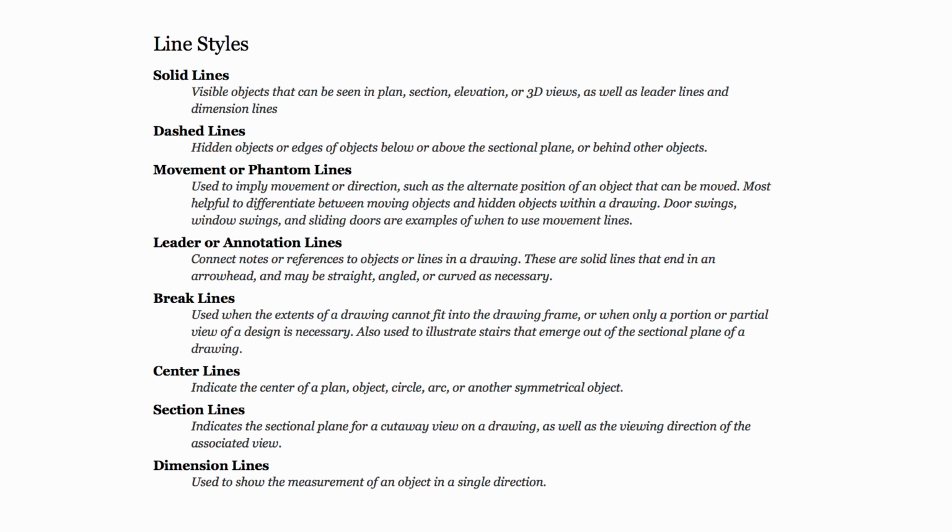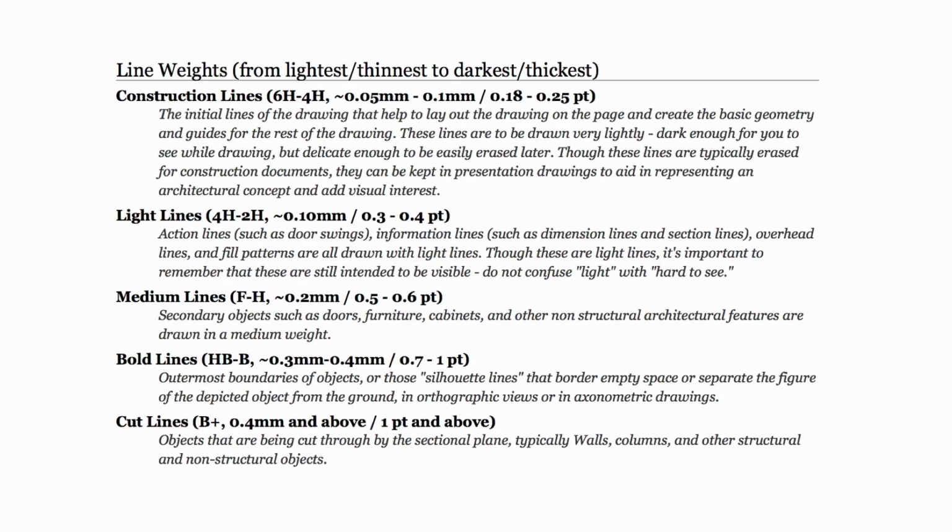Break lines, those are those lines with the little heartbeat in them that say we're stopping in one place and we're continuing on and we're cutting out what's in the middle. Center lines define the center of a circle. Section lines are things that have been cut through. And dimension lines are kind of like leader and annotation lines. They give a little bit more information.